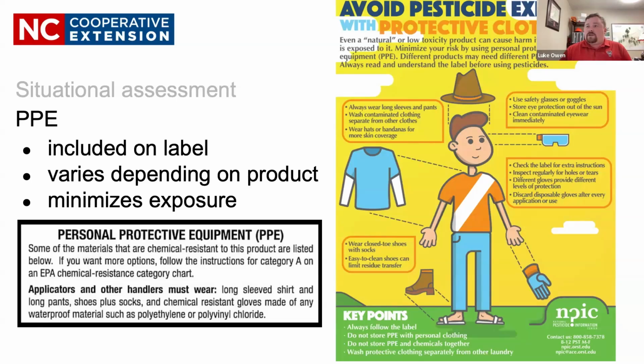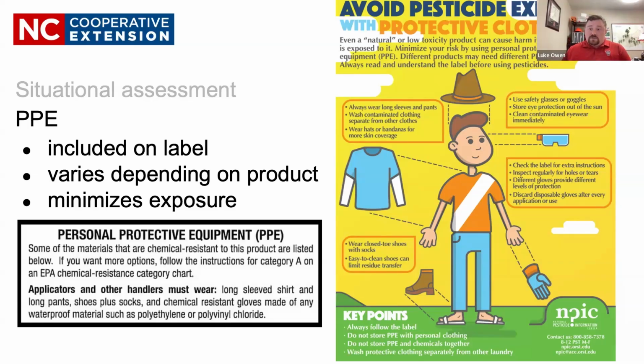The second thing I want to talk about in terms of chemical safety, and probably one of the more important things that we need to talk about, is the PPE requirements, or personal protective equipment. These requirements are going to be included on the label itself, and it will vary depending on what product you use. If you ever have a question about what types of things do I need to put on or use to protect myself, you can always resort to looking at that label, and it will tell you exactly what you need to wear.